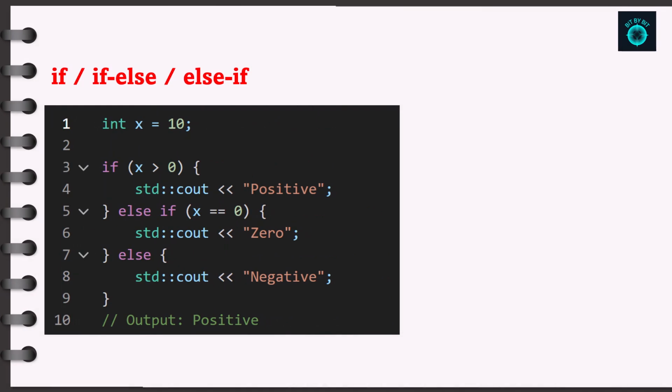If else, else if. This is an example of conditional statements using if, else if, and else. We check if x is greater than 0, equal to 0, or less than 0. Only the matching block is executed. In this case, x is 10, which is positive, so the program prints the word positive.